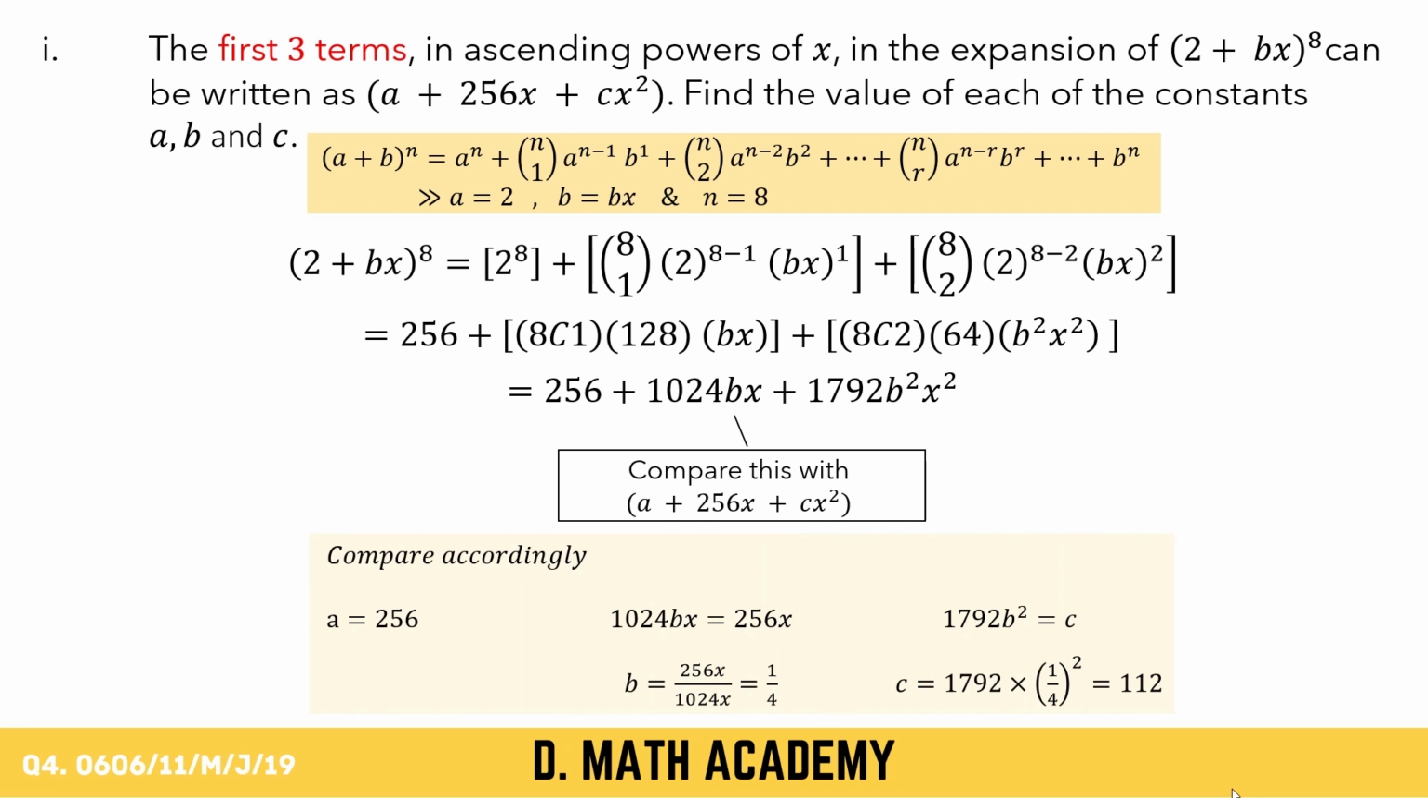As for the last one, we have 1792b squared equals to c. C equals to 1792 times 1 over 4 squared. So you take 1792 times 1 over 16, you will get 112.